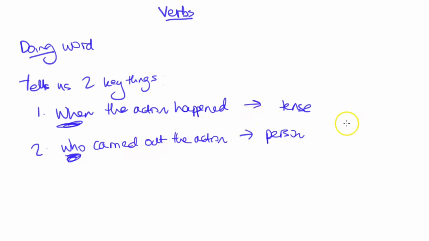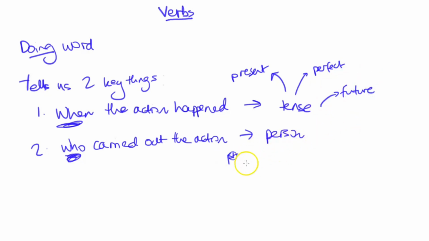We're going to get into tense later, but obviously you've got your present tense, your perfect, your future, et cetera. Today we're going to be talking about the present tense. And with person, you've got first person, second person, and third person. First person is I or we: I in the singular, we in the plural. Second person is you singular, you plural. And third person is he, she, or it in the singular, and they in the plural.